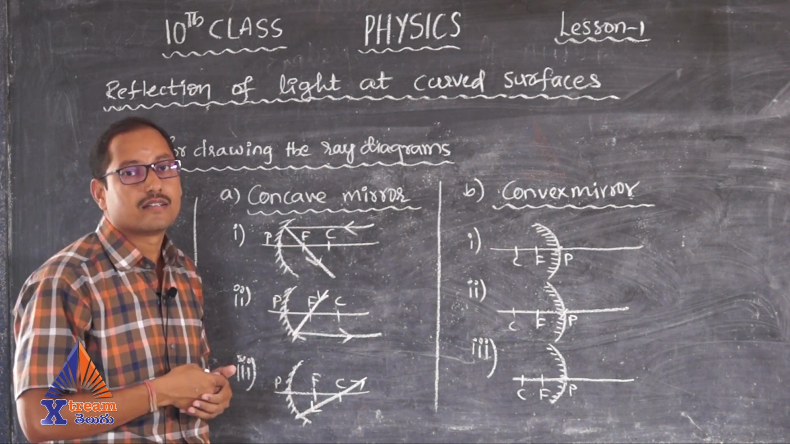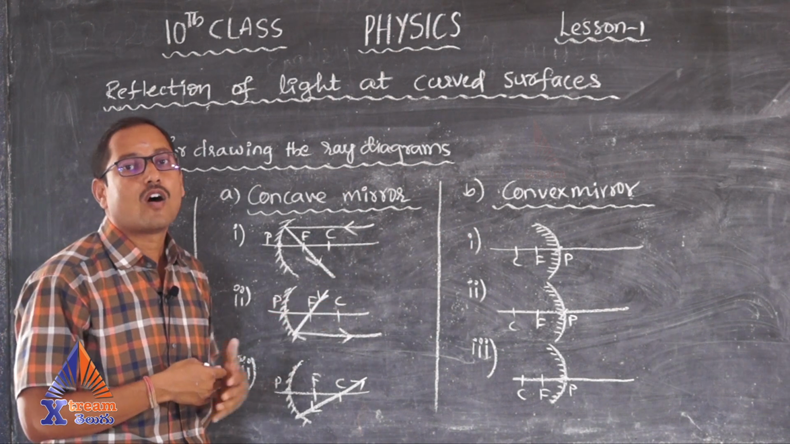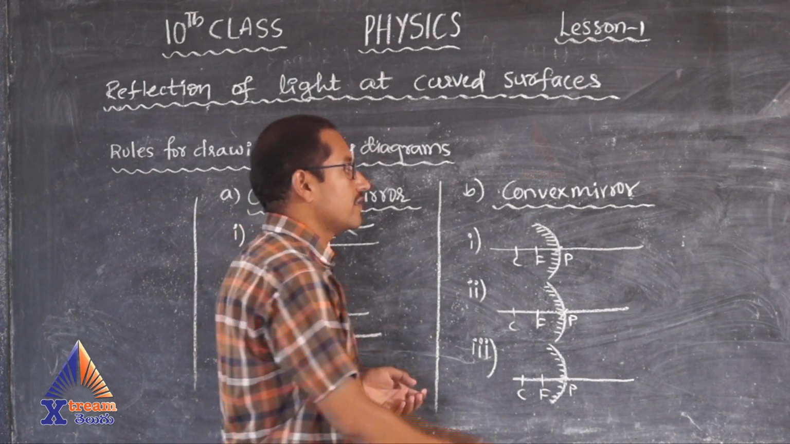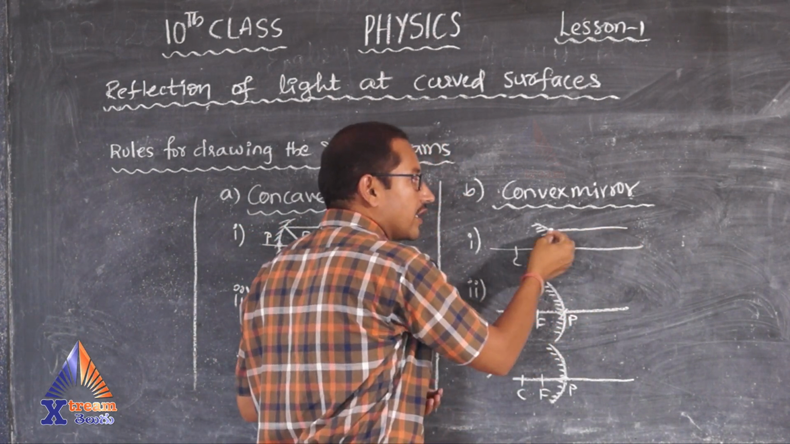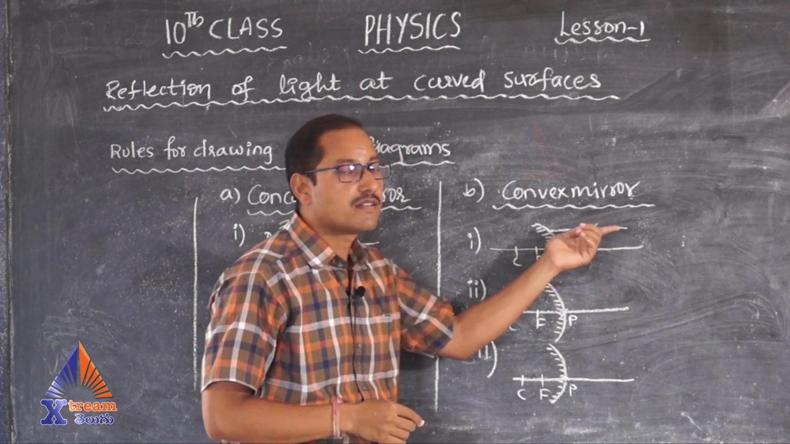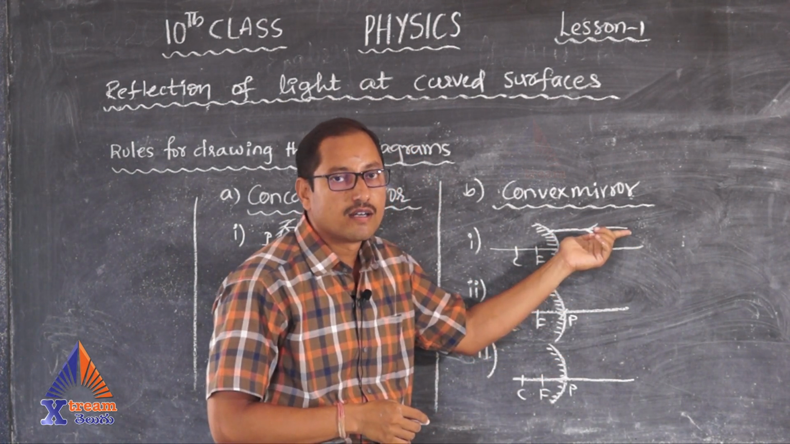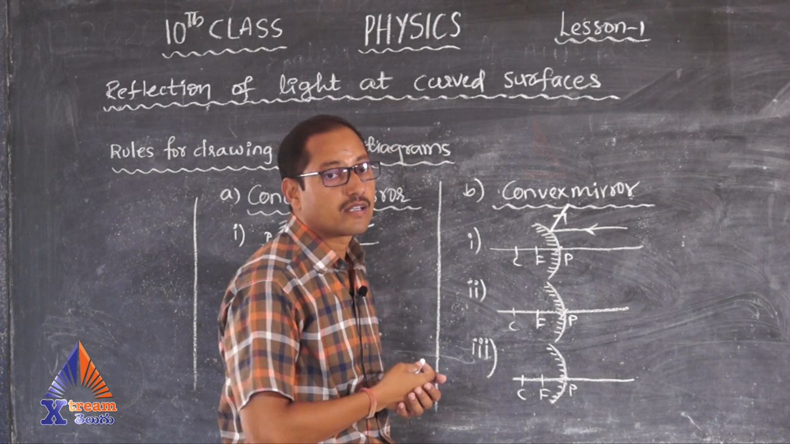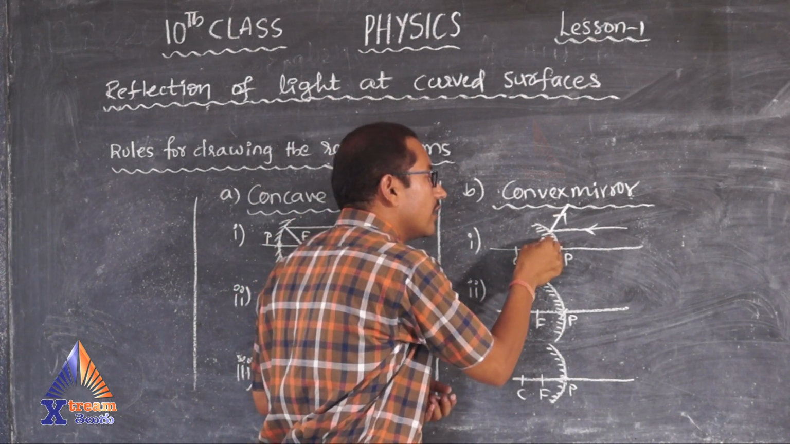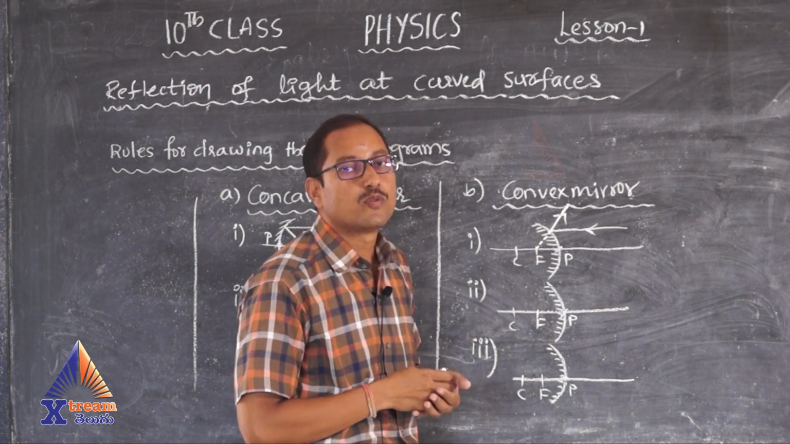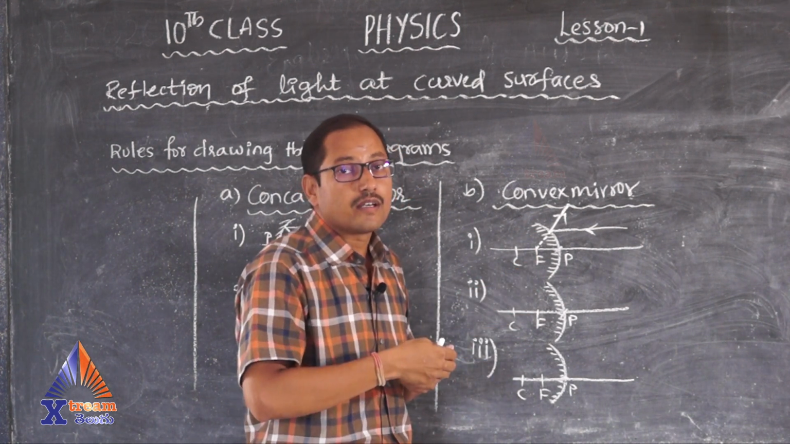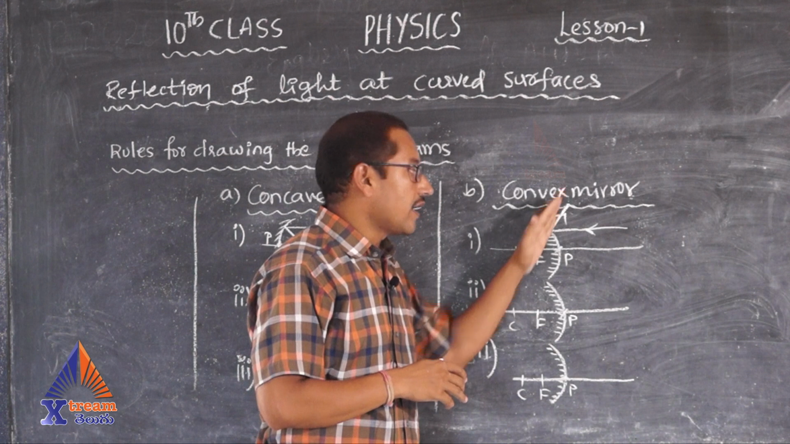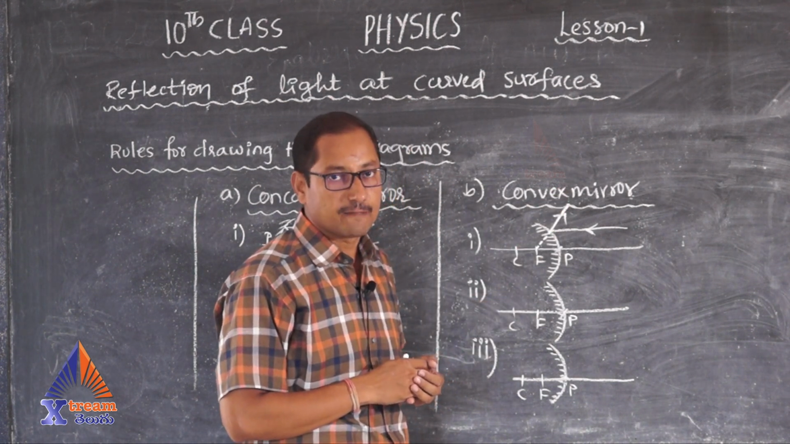Let us understand the same 3 cases for the convex mirror. In convex mirror, if we consider a ray which is coming in parallel to the principal axis, the incident ray, if it is in parallel to the principal axis, it will be reflected back into the same medium in such a way that it seems to be reflected from the focus, or traveling from the focus. It is going to be reflected back into the same medium.